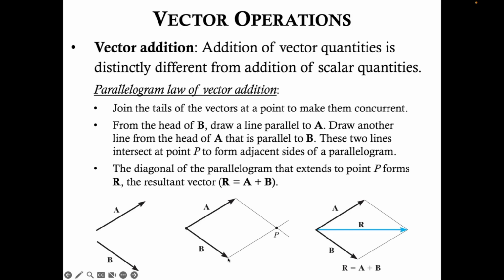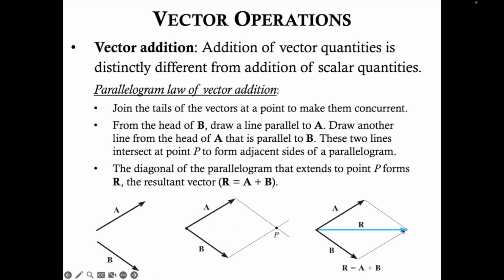From the head of B, which is here, draw a line parallel to A, which is this line here. Draw another line from the head of A here that is parallel to B. So we have two lines now. Those two lines we just drew intersect at point P to form adjacent sides of a parallelogram, where these opposite sides are parallel to one another.